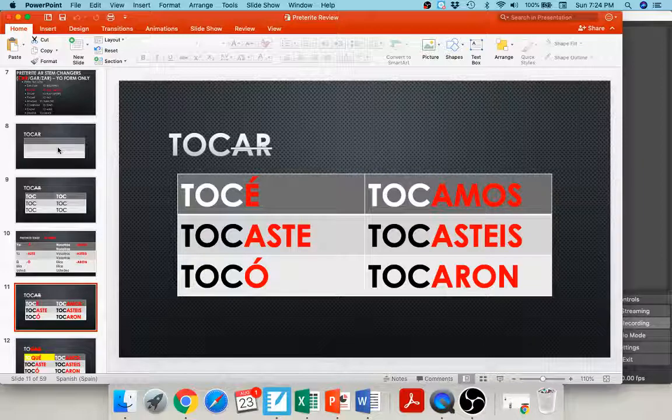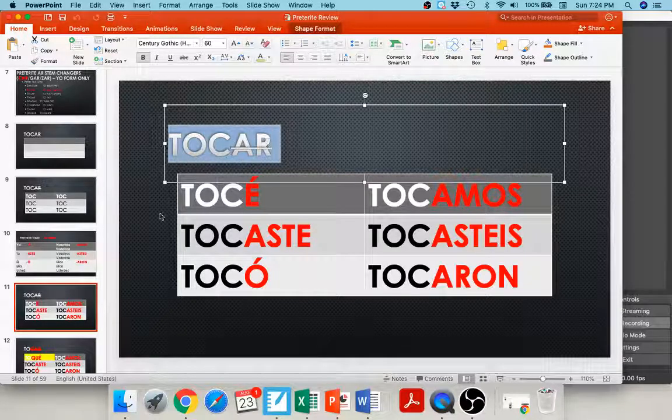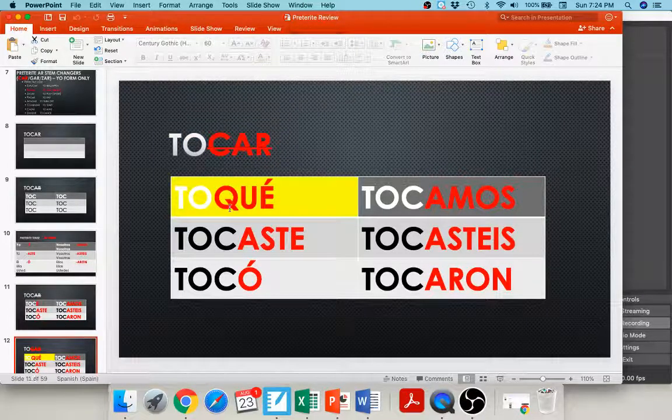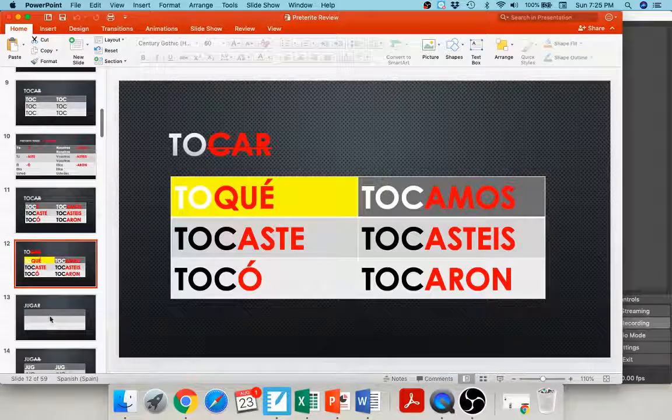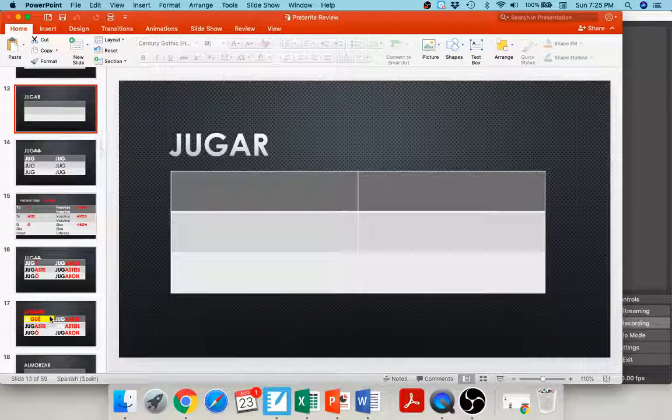As I said, these are irregular yo verbs, in which case, rather than just removing the AR, you're going to remove the entire CAR. And your final answer here, the CAR is going to be replaced with QU. So try to remember in your brain, car verbs change to que. So instead of toco, we get toqué. Toqué. Toqué la guitarra.